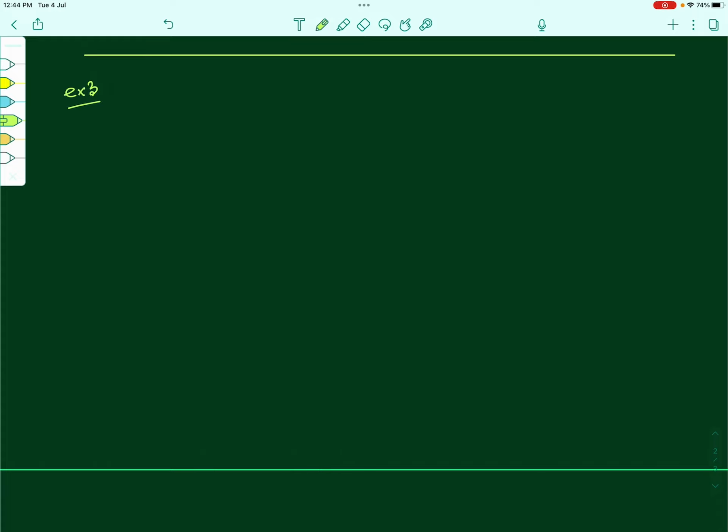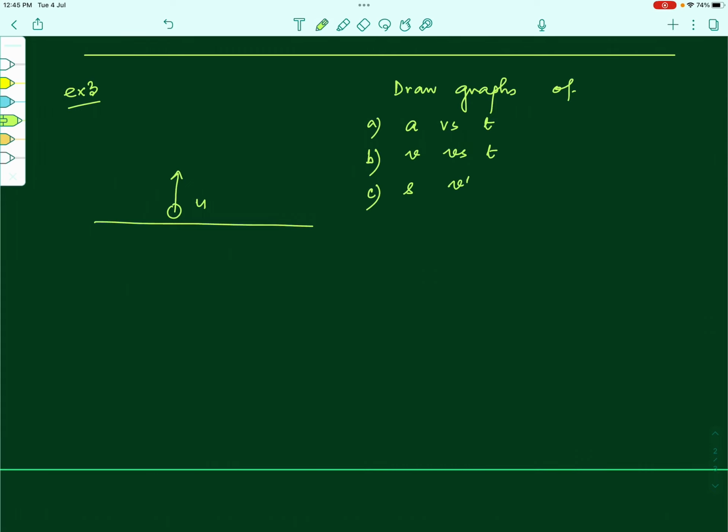Example 3 is, a ball is thrown up with a speed u from the ground, let us say. We are supposed to draw the graphs now. Draw graphs of A versus t, acceleration versus time, this is the first part. Second part is v versus t, velocity versus time, and C is S versus t, displacement or distance traveled versus time. Displacement we can look at for now for one cycle of its upward and downward motion.